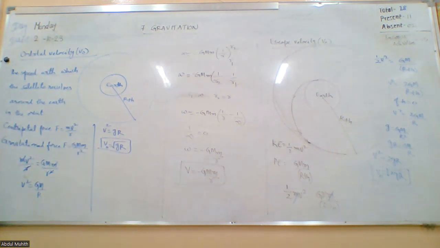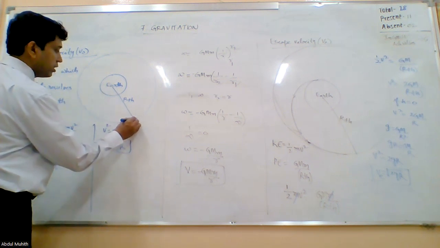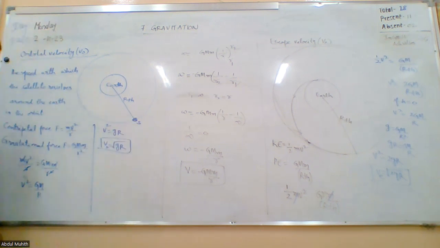Understood now? Once again, the speed with which the satellite revolves around the Earth in the orbit is known as orbital velocity. So there are two forces. If the satellite is moving in the orbit, the two forces should balance. What are the two forces? Centripetal force and universal law of gravitation, or gravitational force. Both the forces should be balanced.